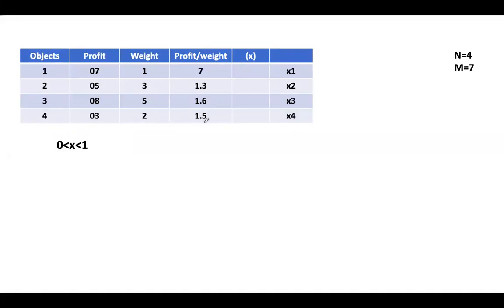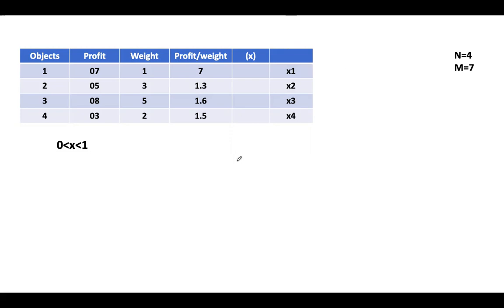Since profit and weight both are important, profit is the maximum thing which we want, but it has the constraint of weight. For that reason, we have calculated this ratio, profit over weight. So this is the value you got for these four objects.